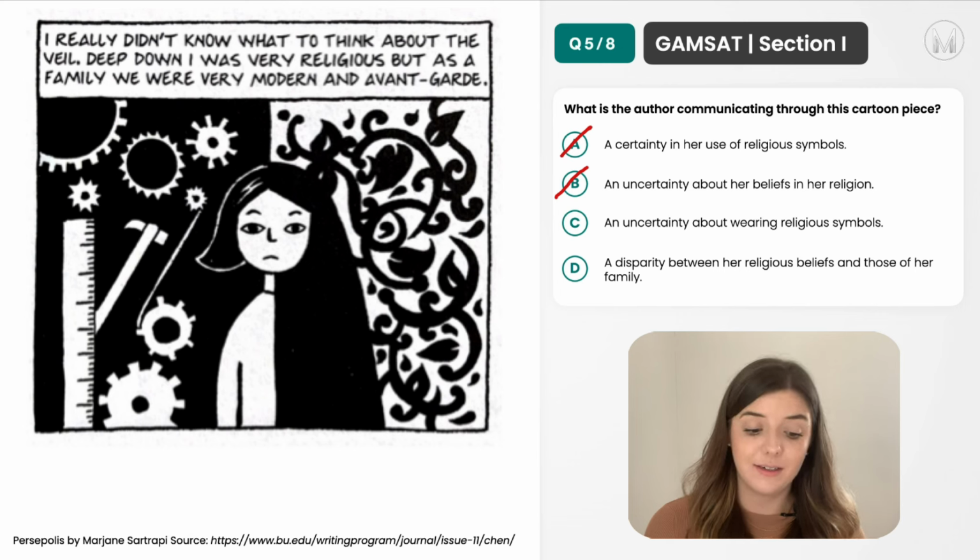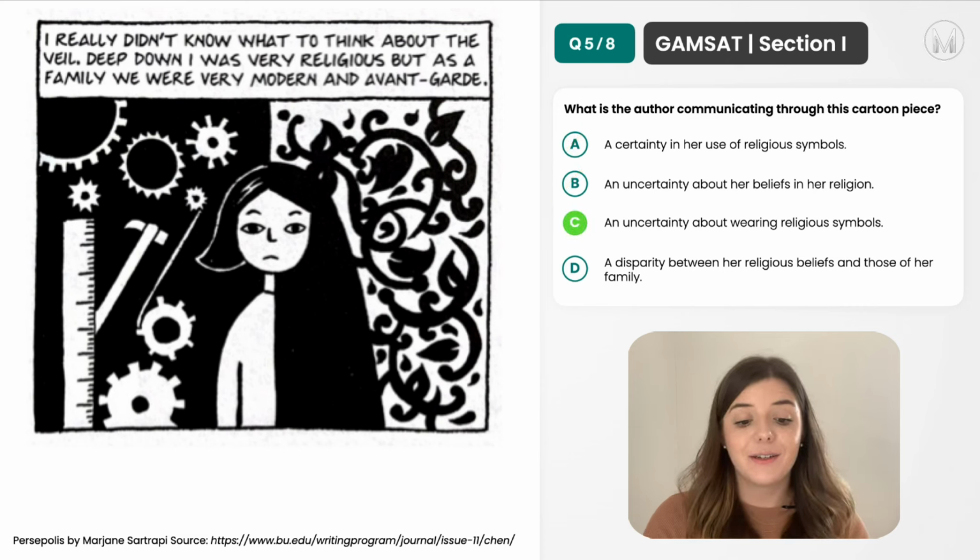there's nothing better fitted. D is a disparity between her religious beliefs and those of her family. She says, but as a family, we were. So there's no sense that she is actually conflicting with her family's beliefs. It seems as though they share the exact same opinions. So therefore, option D is also not correct. And that leaves us with option C as the correct answer to question 5.